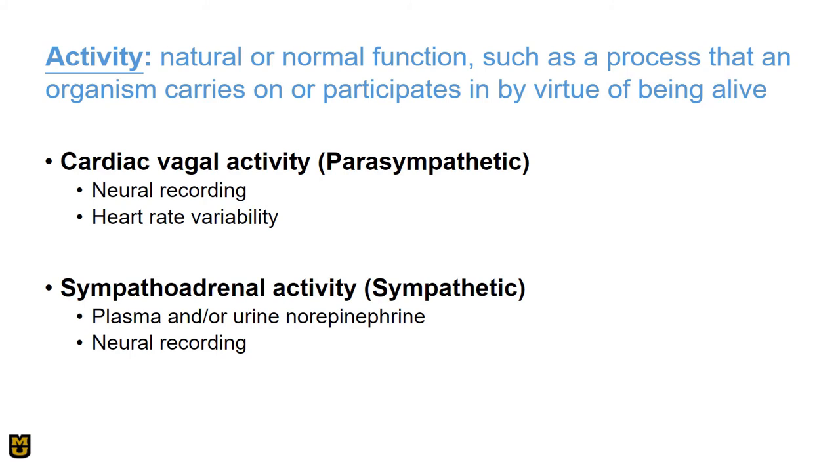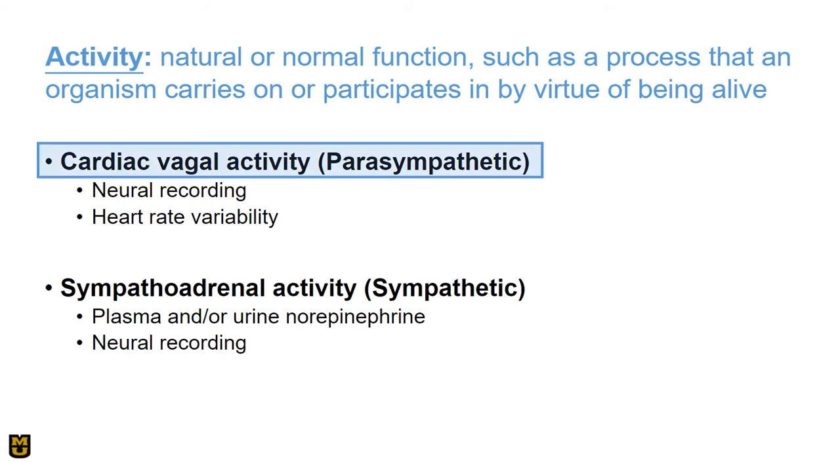So if we're just looking at the natural or normal function of your participants, you're going to need a really nice, quiet research laboratory. And then you've got some options as far as the arms of the autonomic nervous system you want to study. So we've got the cardiac vagal activity, which we're saying is the parasympathetic branch of the autonomic nervous system, as well as your sympathoadrenal activity. And I'm just going to start here with cardiac vagal activity.